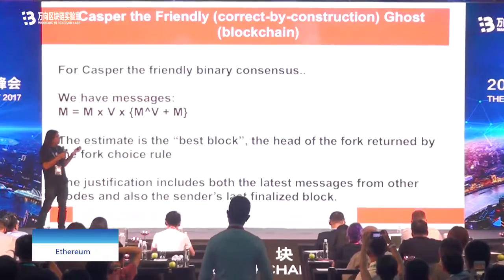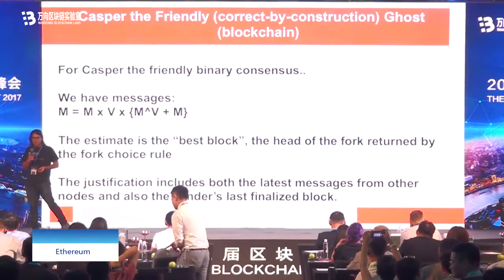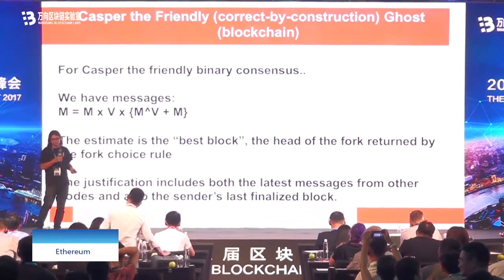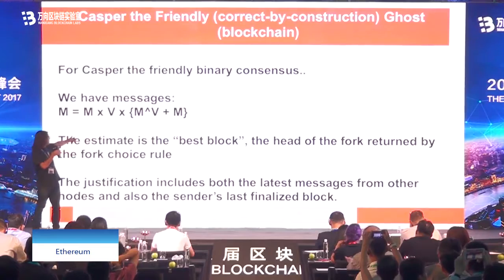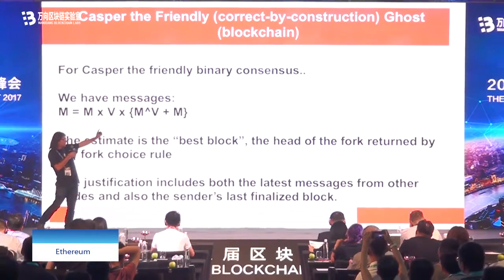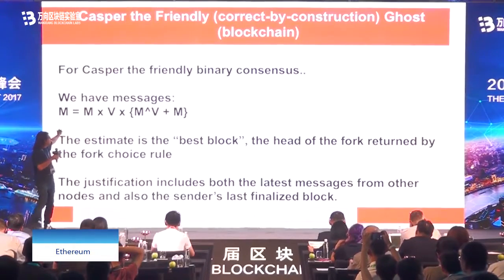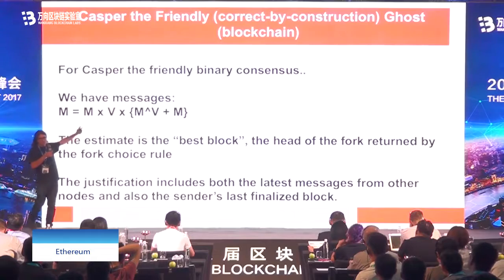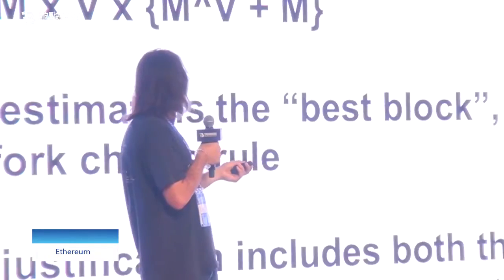So that was cool. Blockchain is a little more exciting because rather than just agreeing on a bit, we're going to agree on a whole blockchain and therefore be able to replicate a virtual machine. Now we have messages of the form pre-block, sender, justification, which includes the latest messages and the last finalized block. Notably, this is not a well-founded definition. The real definition requires about 3 lines, but I think this is good for communication's sake.